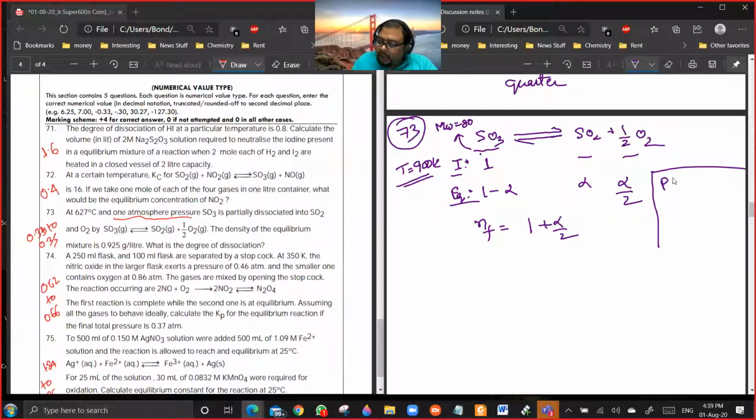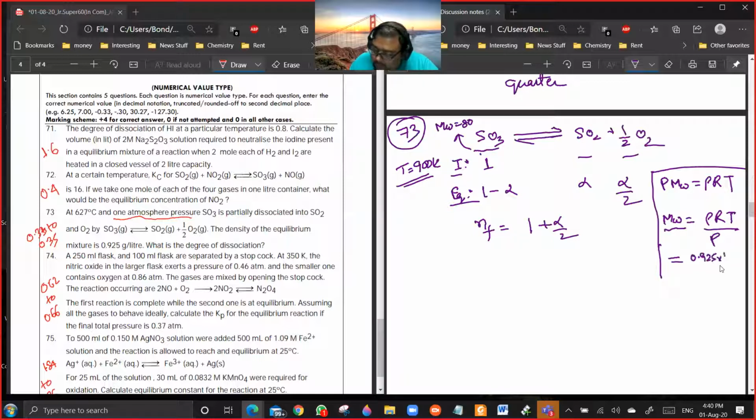Now you see, at equilibrium, let us say that the mixture has some molar mass, MW. I can write PMW is equal to rho RT. Can I write it or not? So I can find out MW. MW will be rho RT by P. This will be the average molar mass of the mixture. So if I am doing this, rho is how much? It is 0.925.